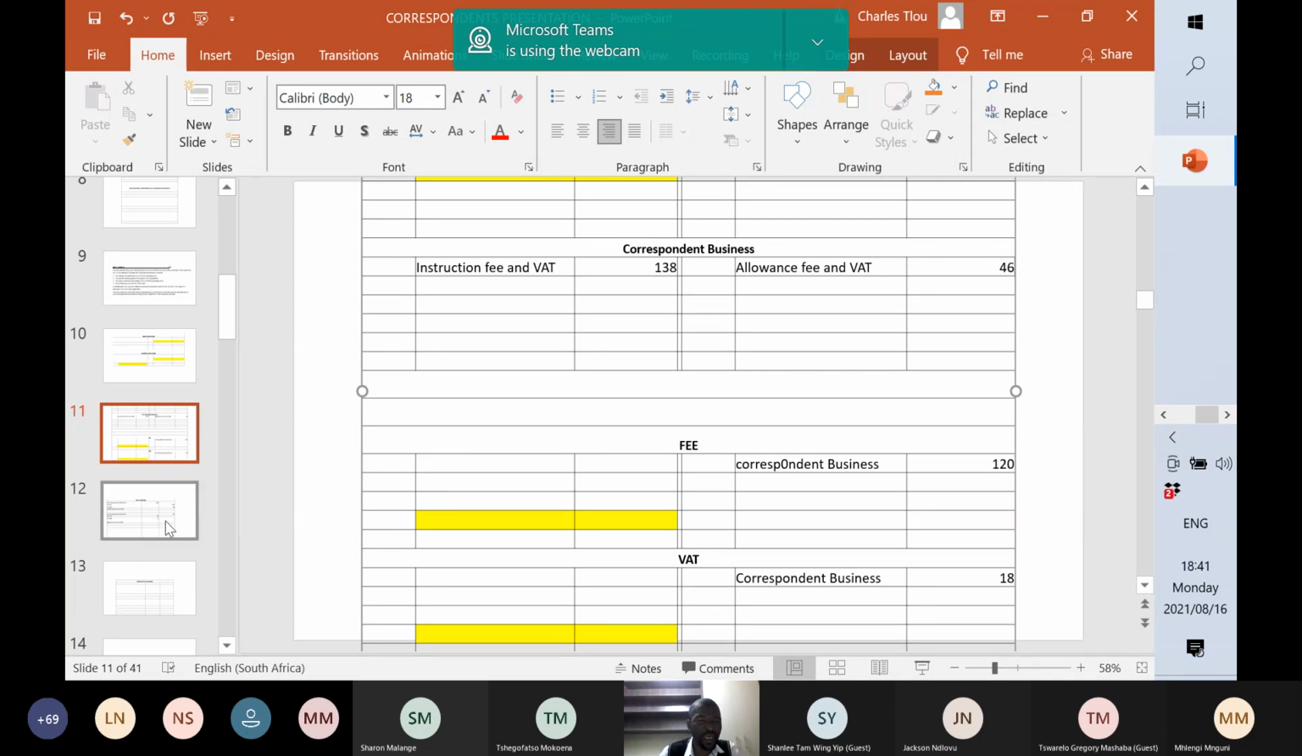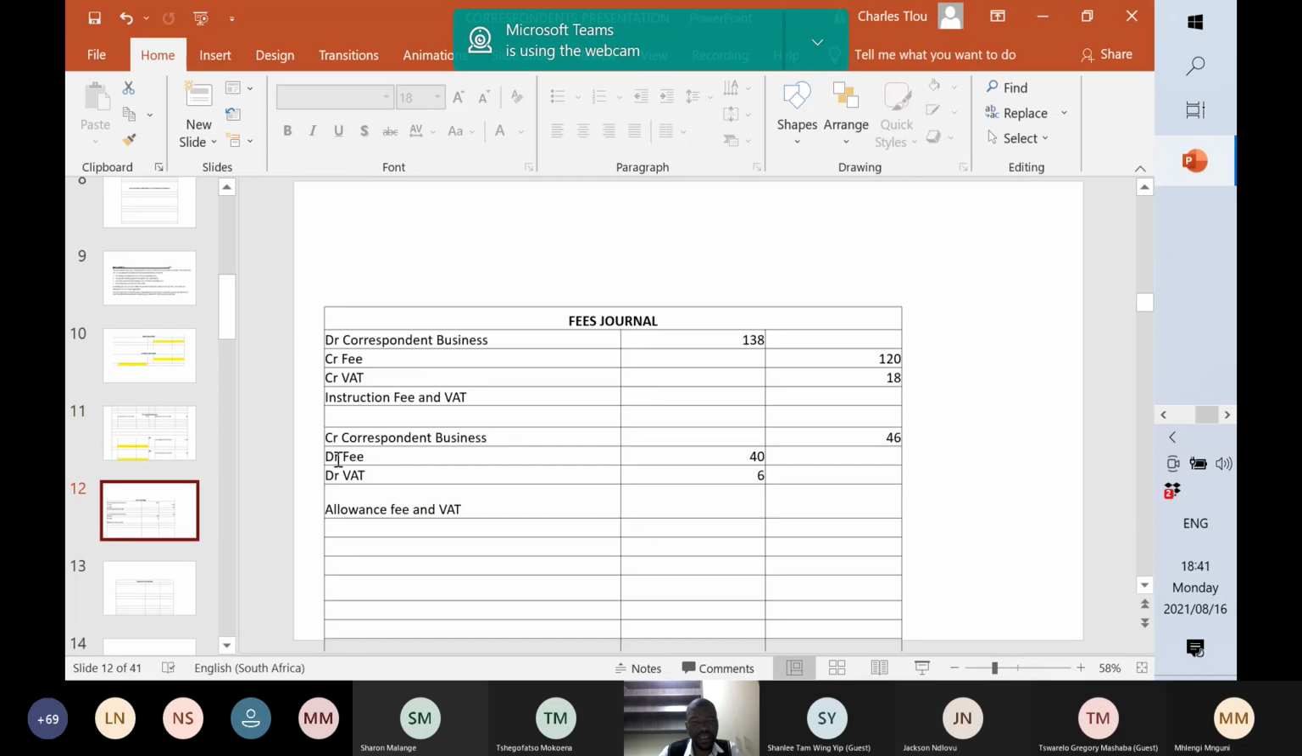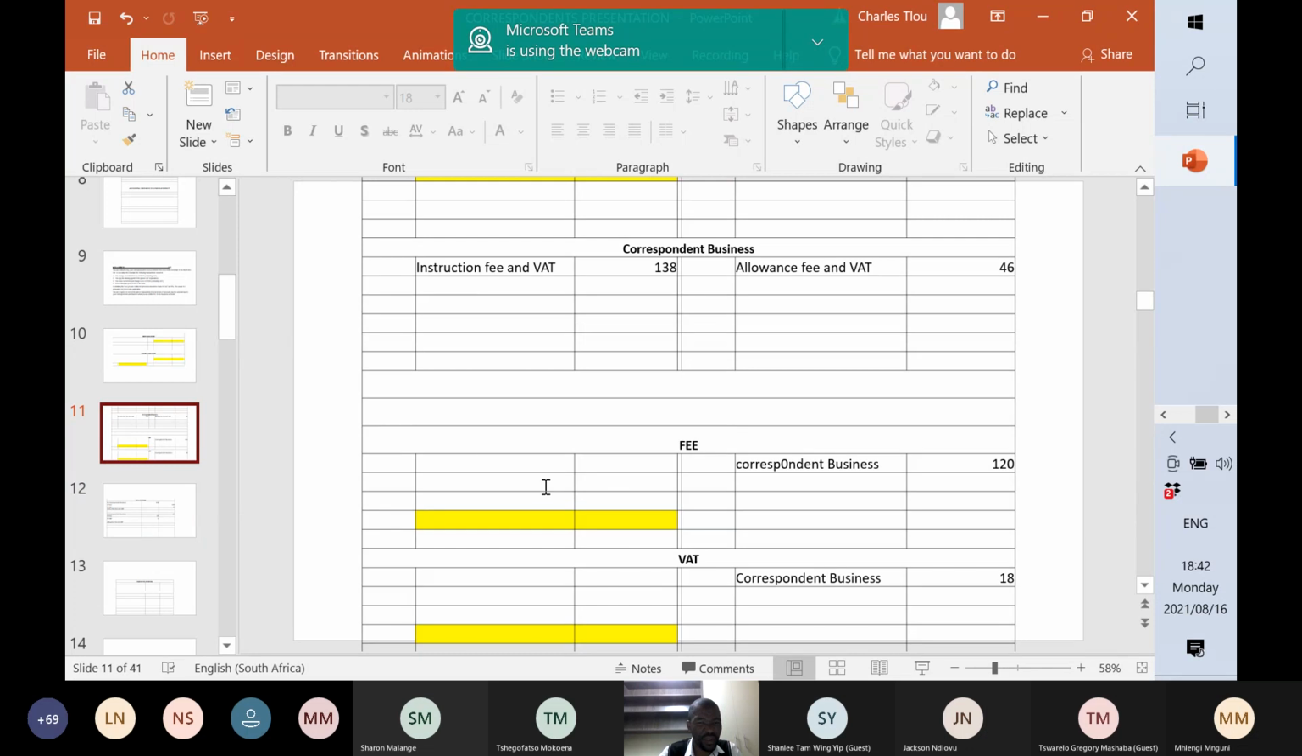Then you go back to the journal again. It says here debit fee at 40 rand. Then you come here, this is a fee, debit is on the left hand side. Then you say allowance, and that is 40 rand.